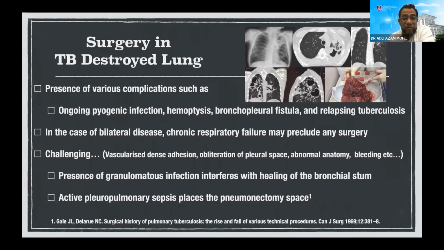And of course, it's challenging surgery in this kind of patient because you will encounter vascularized dense adhesions. There will be obliteration of the pleural space and abnormal anatomy. You can't see the plane, you can't see the real tissue. Everything seems not normal and will be bleeding, etc. The presence of granulomatous infection interferes with healing of the bronchial stump, and active pleuropulmonary sepsis places the pneumonectomy space at risk. So this is the kind of issue that we really need to consider and assess in the patient, and evaluate whether this group of patients will benefit from the surgery that we offer to them.